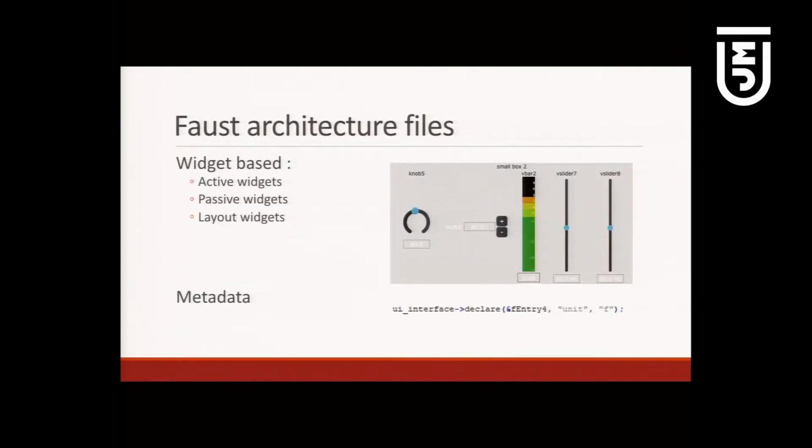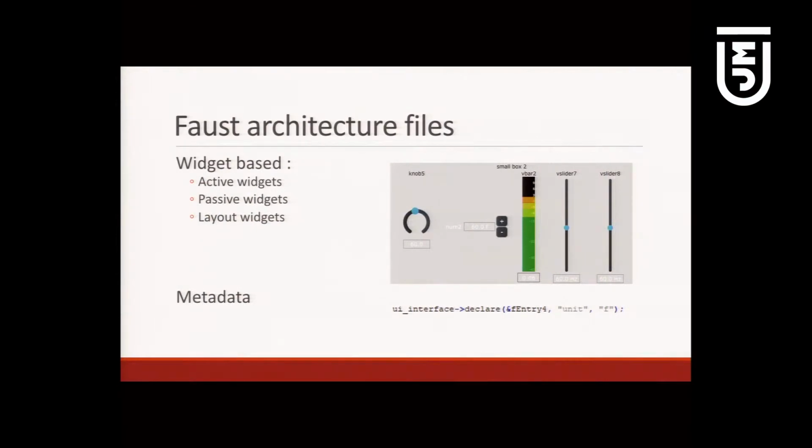So, the Faust architecture files. I'll be talking about the UI and GUI architecture files, the graphical ones. In Faust, we have widget-based logic. We have active, passive, and layout widgets, and tabs, which are a bit different. Active widgets are the ones that control data, like a slider, a knob, or just an entry. Passive widgets are there to display data, like a viewmeter or simply a box with a value in it.